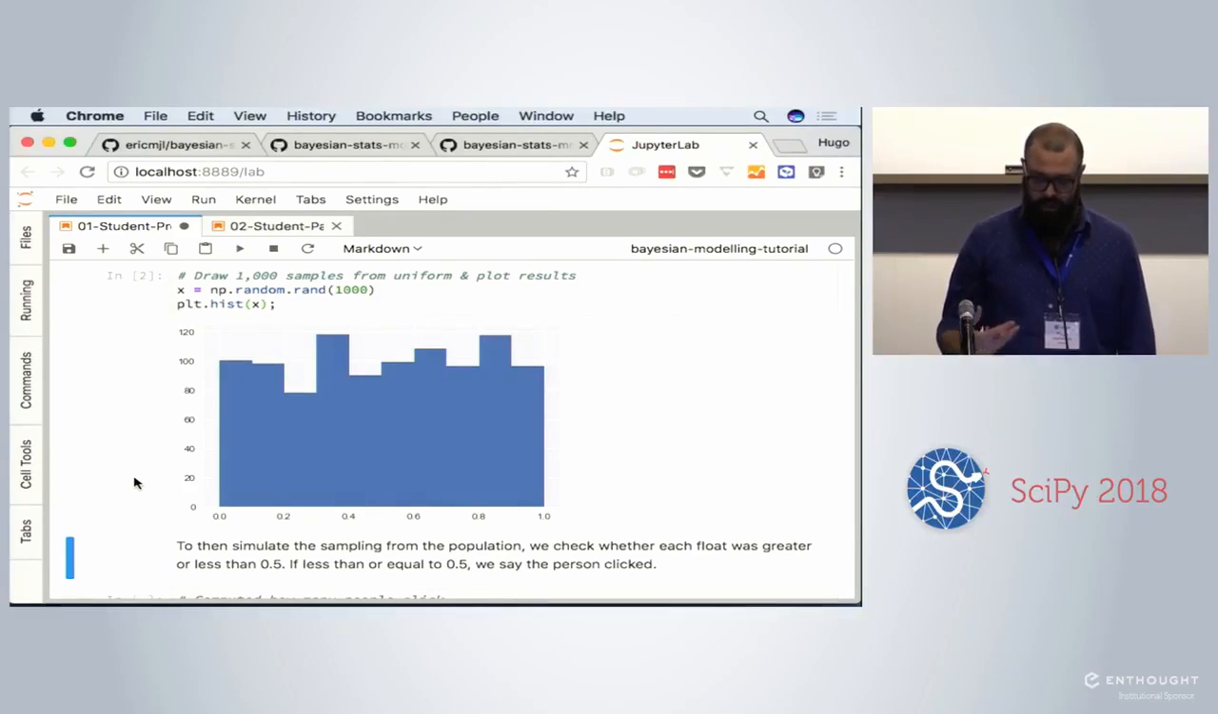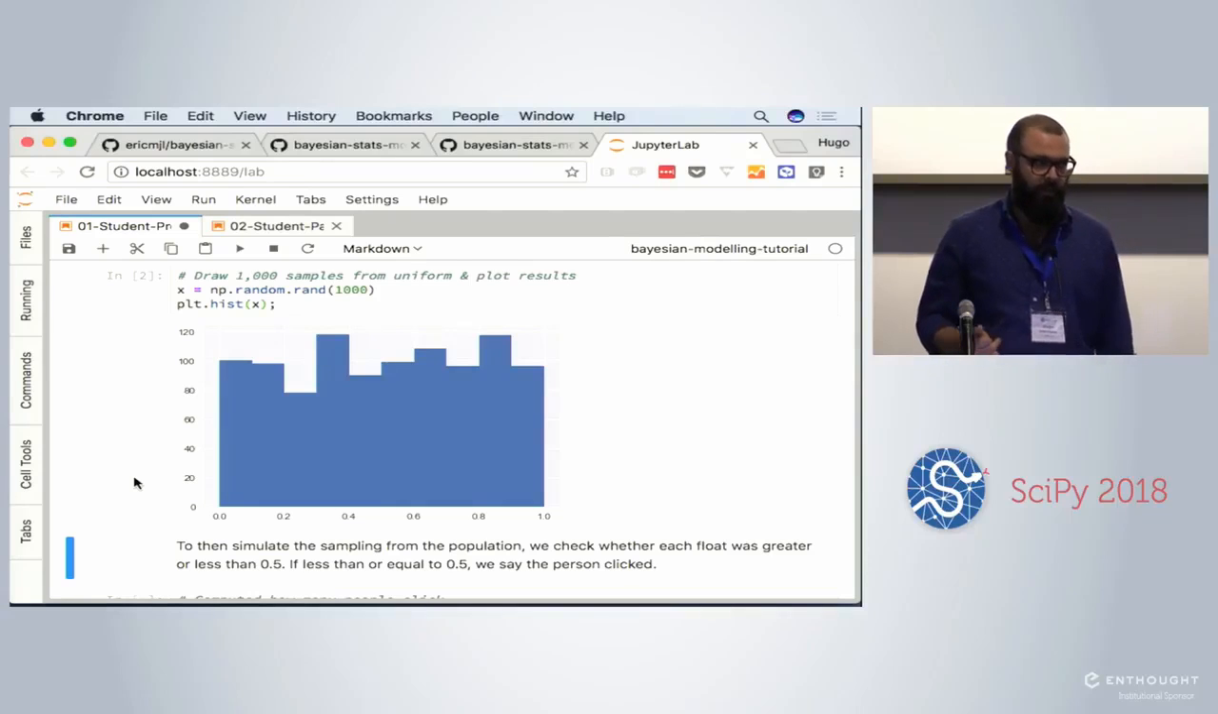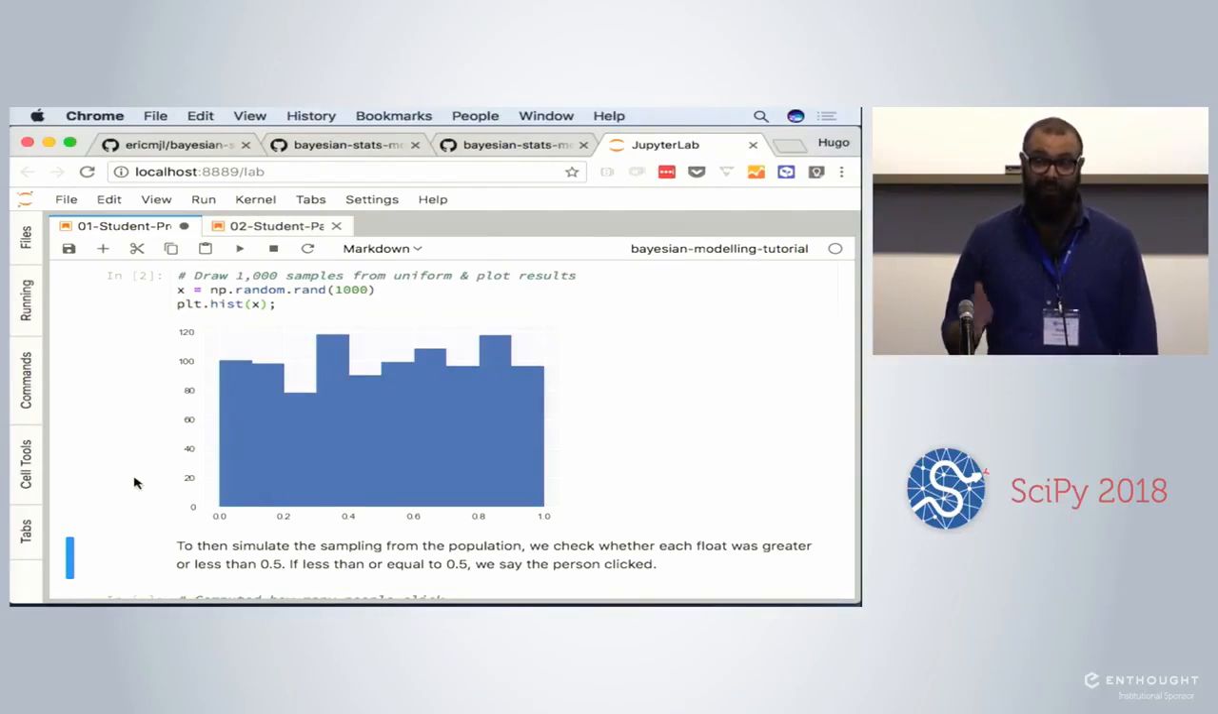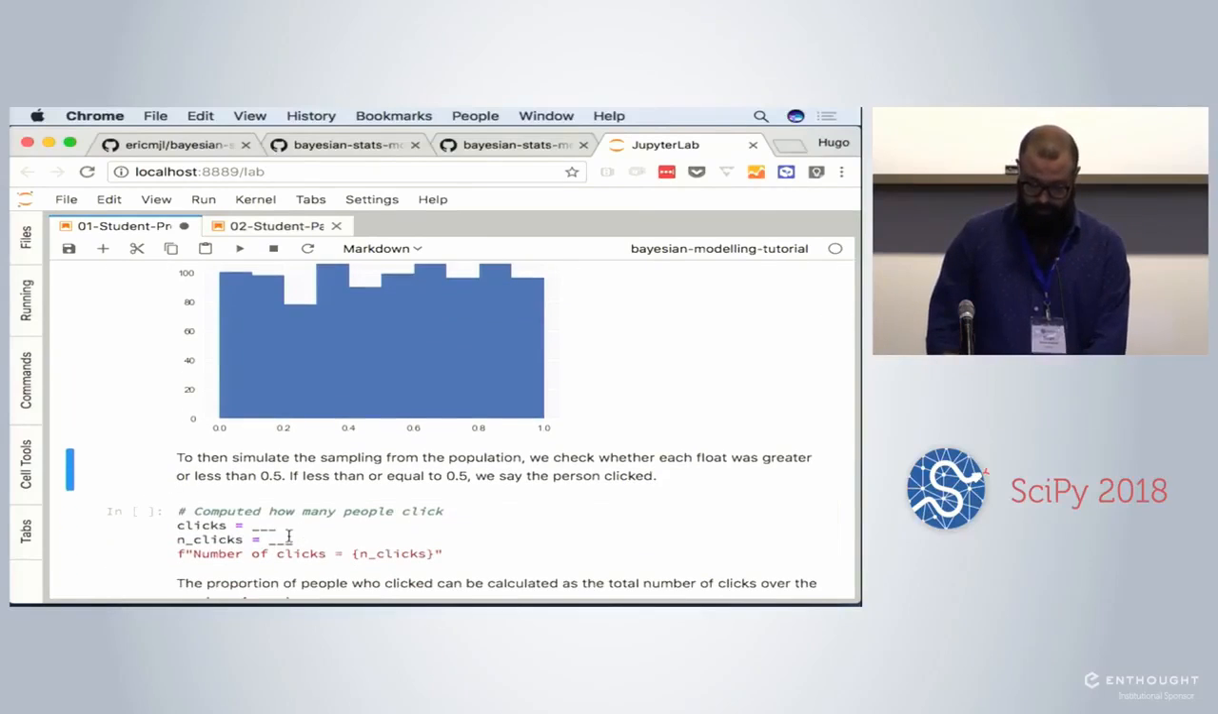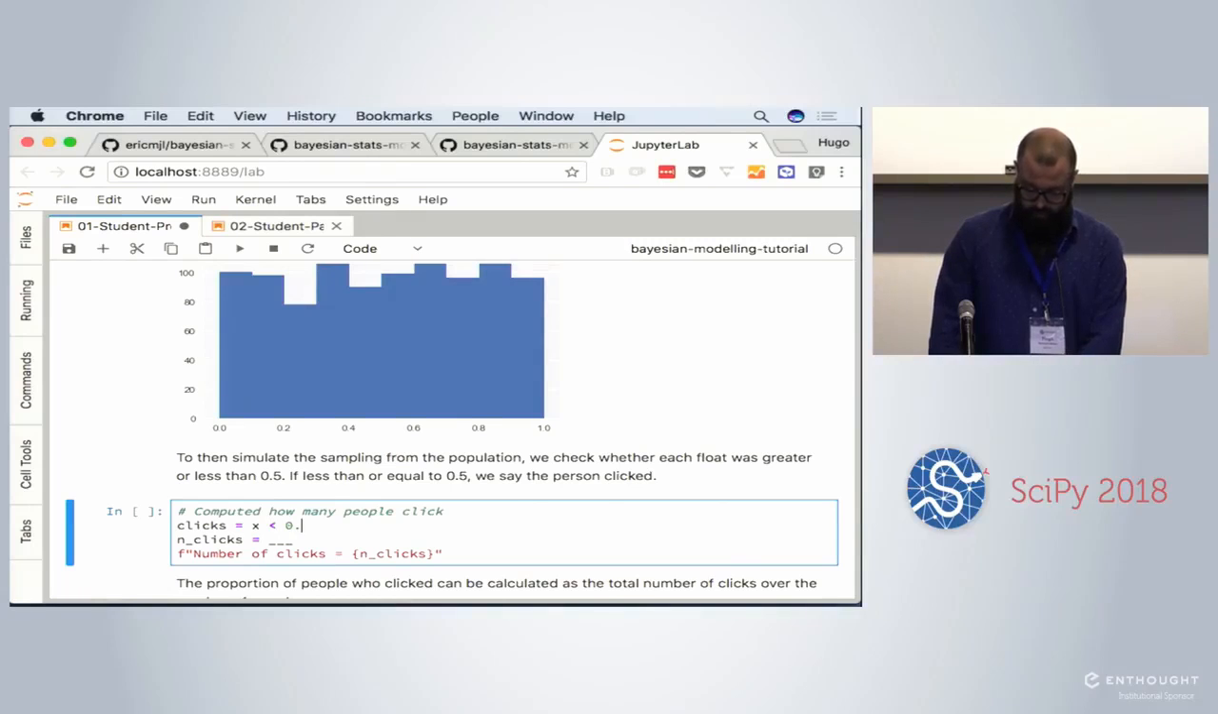What we want to do is sample from this population of people clicking through or not. Okay, so remember that in this toy example we're doing, there's a click-through rate of 50%. So what we can do is look at each number that was generated by this uniform distribution and just see whether it was below 0.5 or not, okay? And if it was below 0.5, we'll say that person clicked through. Okay, so clicks, the next cell is X. Is it less than 0.5?